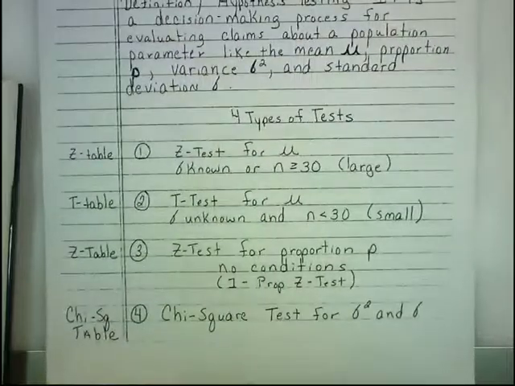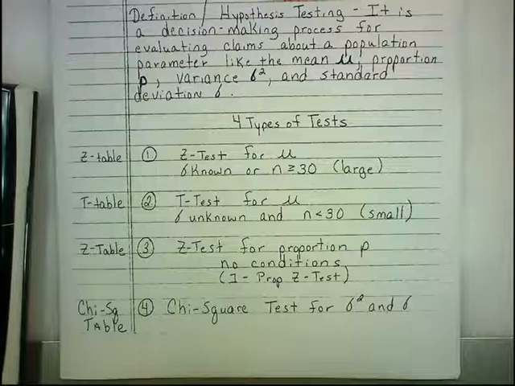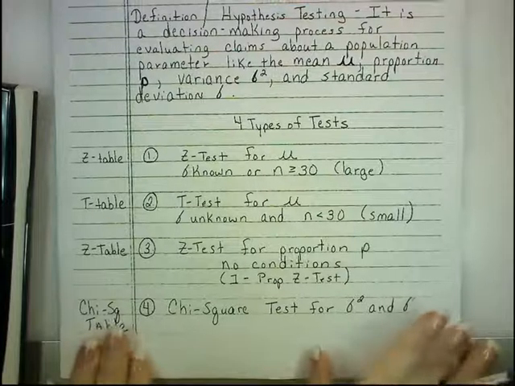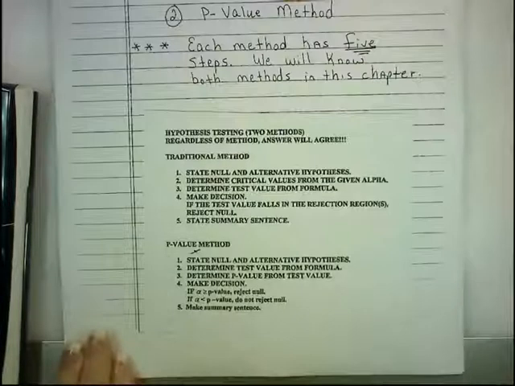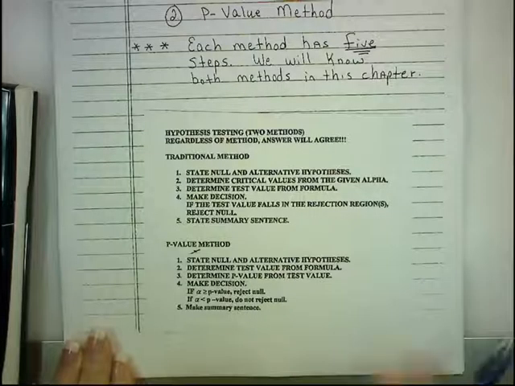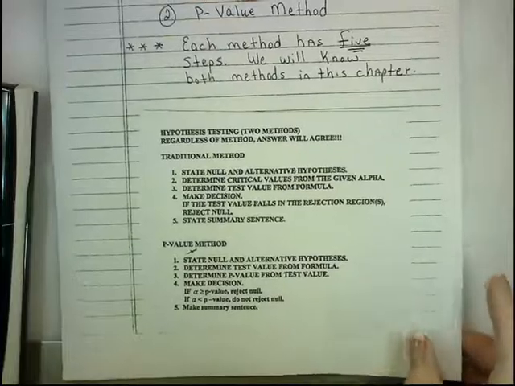When I say use the table, you would use those tables to find either the critical values in the traditional method or the p-value in the p-value method. And I will be showing you how to receive those values. No matter what kind of test we undergo, all problems can be solved by the two types of methods. Each method has 5 steps, and we will know both methods in the chapter. I'm not going to read over the details now because that will come into play once we actually start working the problems together.